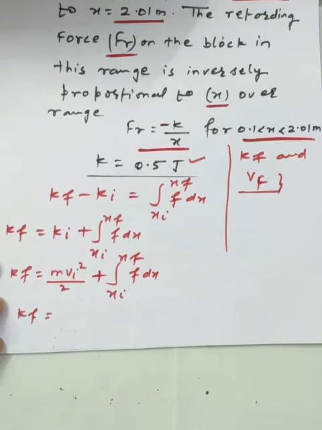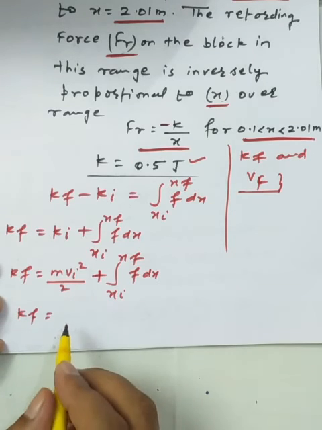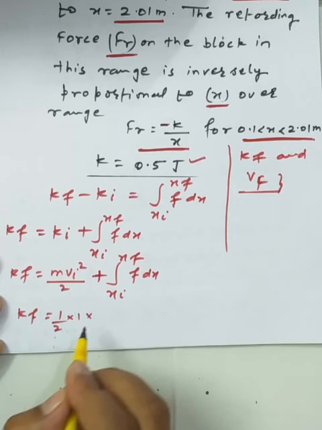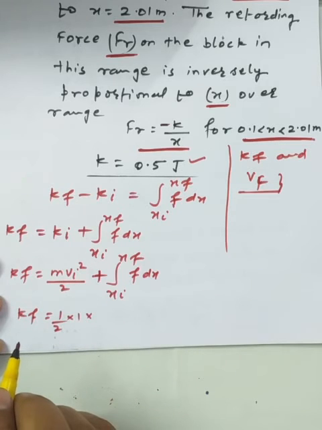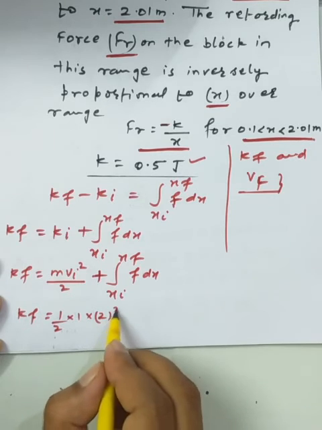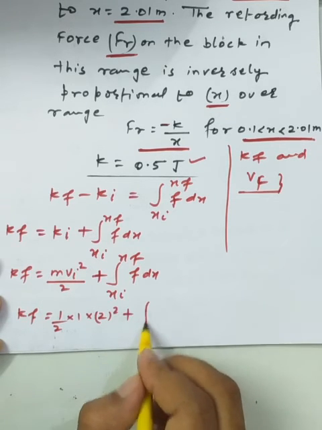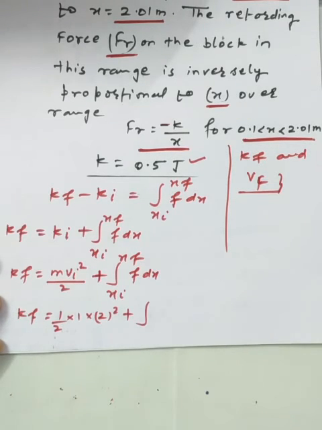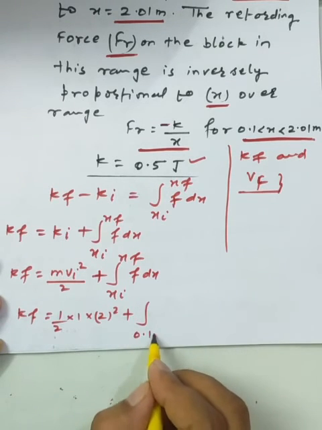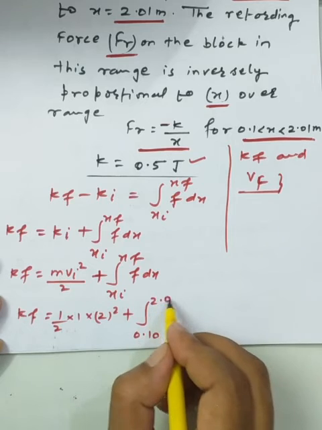Now what is the mass of the object we have? That is simply 1 kilogram. So 1 by 2 into 1 into v initial, which is given to us as 2 meter per second, so 2 squared is there, plus now the basic integral we have of x initial, that is from 0.10 to 2.01 meter.